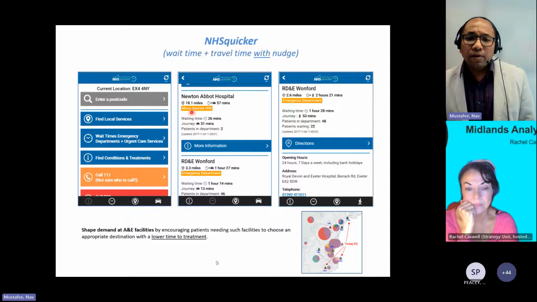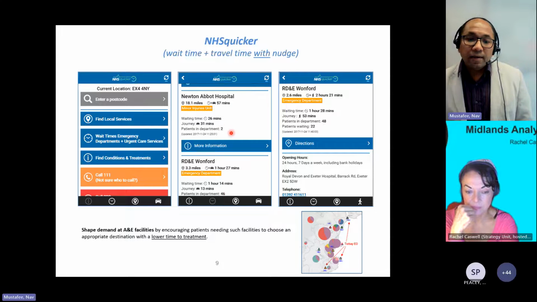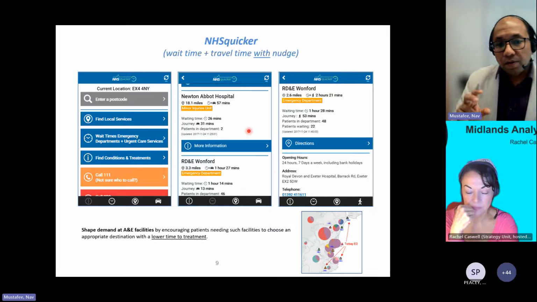Then we also have Newton Abbot Hospital, which is basically an MIU. And we can see the wait time here, 1 hour 14 minutes in the emergency department of RDNE Hospital, which is much closer to me, versus Newton Abbot MIU, where the waiting time is only 36 minutes. We can see the patient numbers, 46 versus 2.